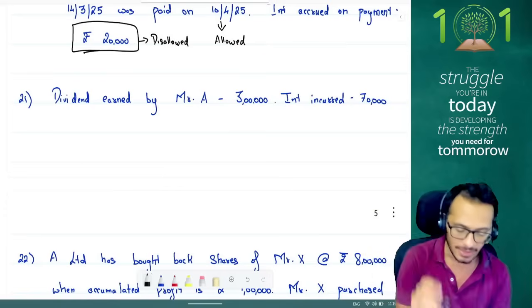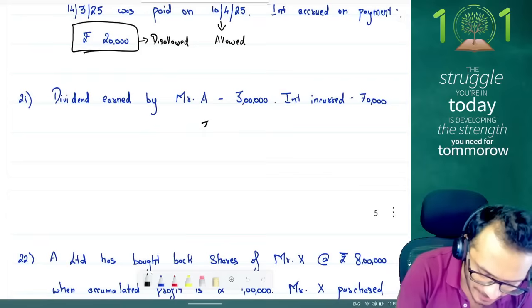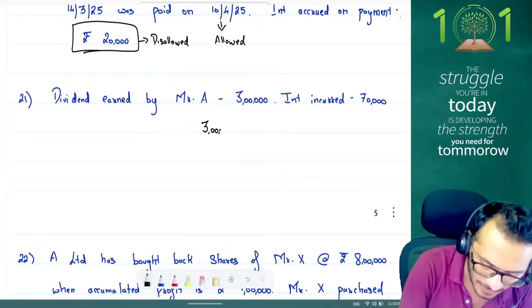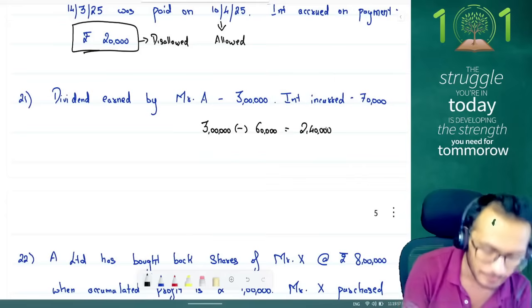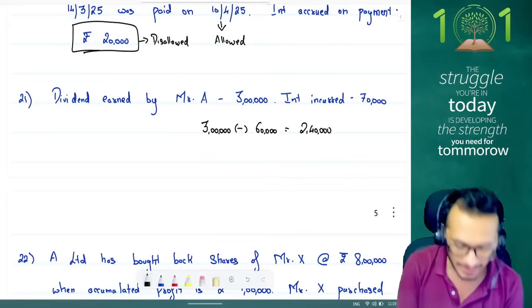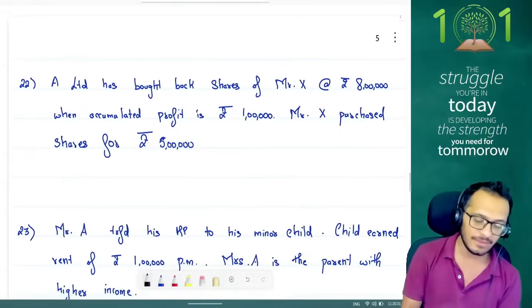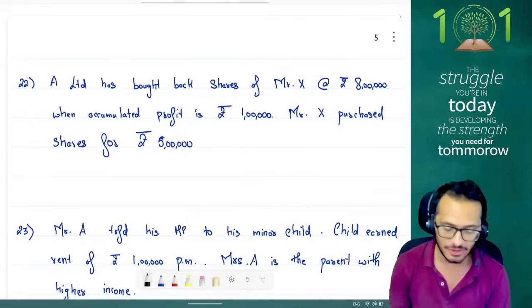Can I claim 70? No, can't claim 70, which means my dividend income will become 3 lakh minus only 20 percentage reduction, which is 60,000. Therefore, 2 lakh 40 will be my dividend income. Very good. Yes, then we have A Limited has bought back shares of Mr.